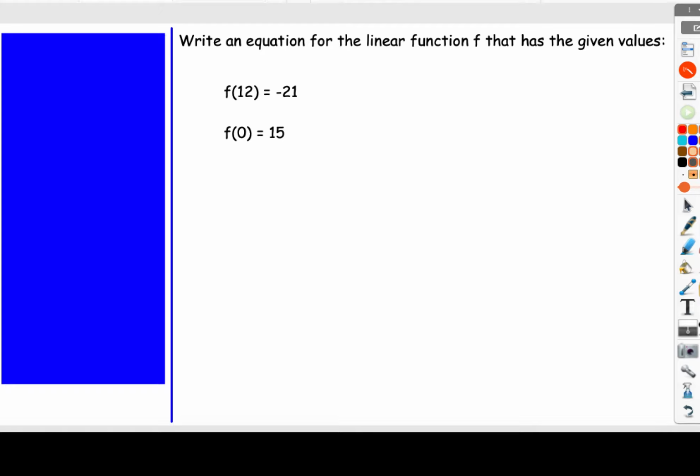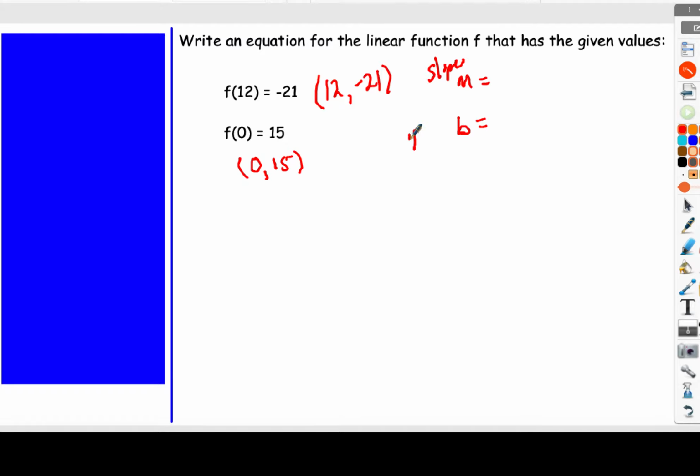This one might not look like it, but remember that's function form or function points, right? f of 12 equals negative 21 is basically saying that's the point 12, negative 21. Input 12, output negative 21. Or f of 0 equals 15 is saying input 0, output 15. Now remember, we need two parts to write the equation of our line. We need to know m and we need to know b.